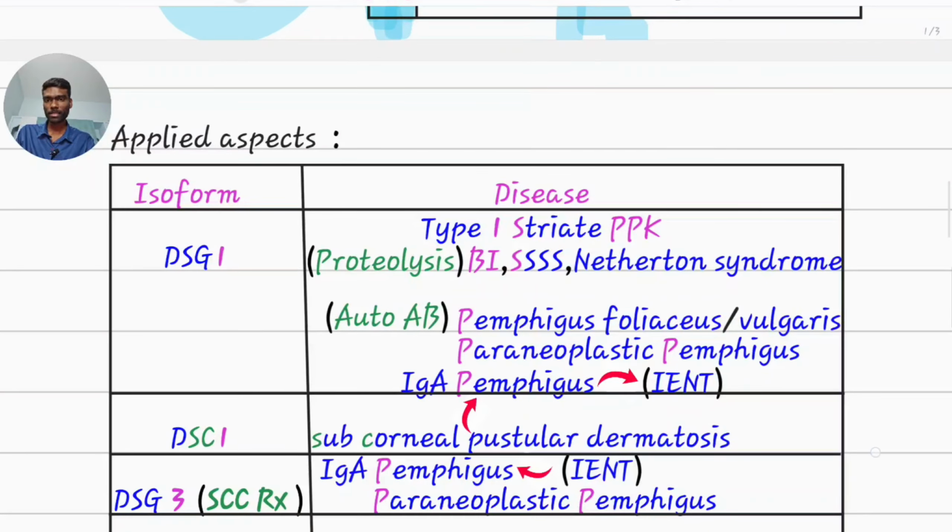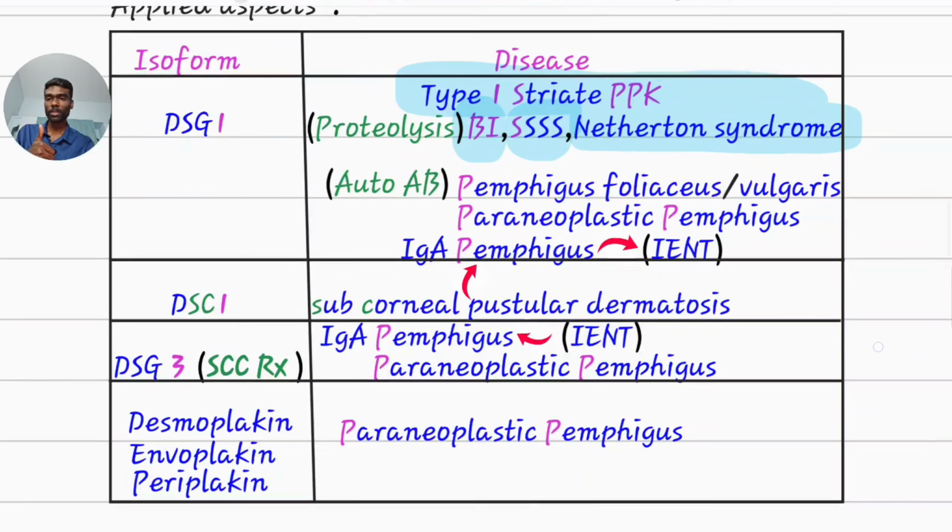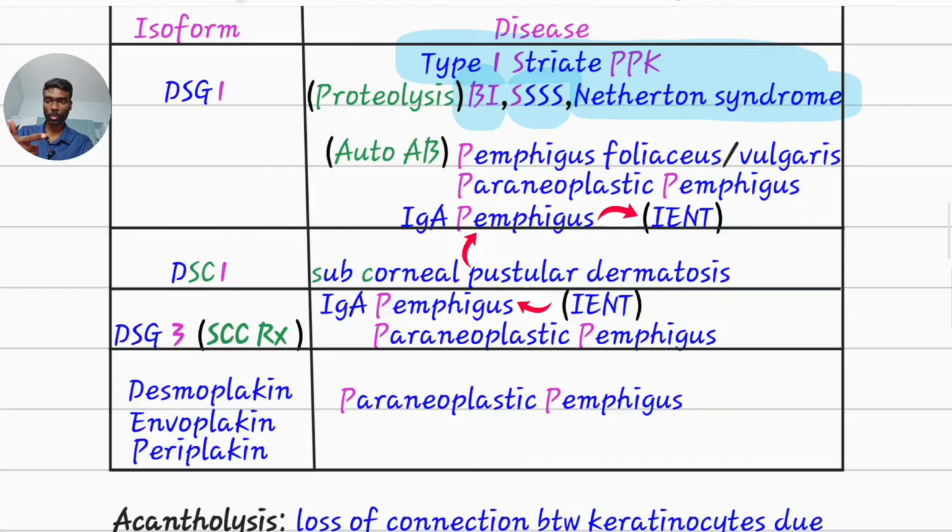Coming to applied aspects, if desmoglein 1 is destroyed either by genetic defects like in type 1 striate PPK and Netherton syndrome, or by proteolysis, where this desmoglein 1 is the target of proteolysis by toxins released from bacteria like Staphylococcus scalded skin syndrome, bullous impetigo, and autoantibodies may also go and destroy desmoglein 1, leading to Pemphigus foliaceus, vulgaris, paraneoplastic Pemphigus, IgA Pemphigus, intraepidermal neutrophilic type.